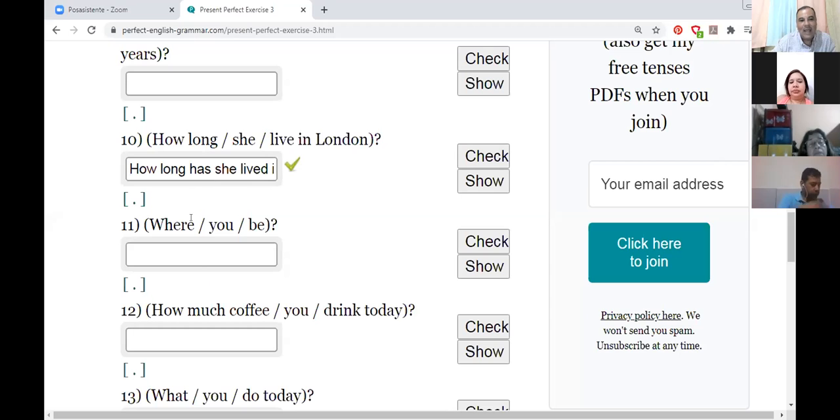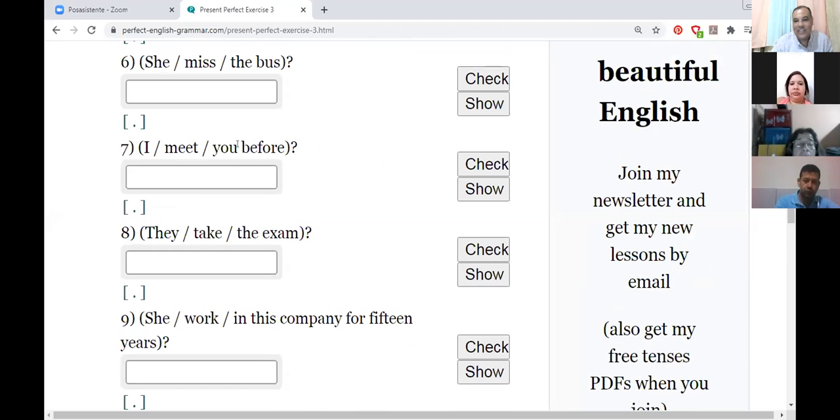These are called information questions because the question asks for information. These are yes and no questions because the answer is yes or no. For example, if I say, have you lived in London? ¿Ha vivido en Londres? Yes, no. You see, the answer is yes or no. But when I say, where have you lived? ¿A dónde ha vivido? You can't tell me yes or no. You have to give me information. Is that clear?